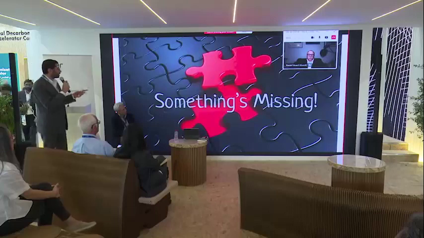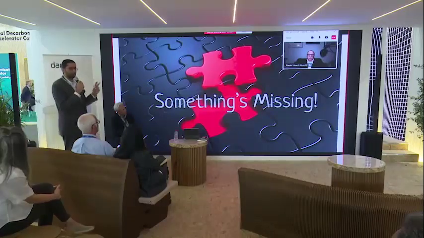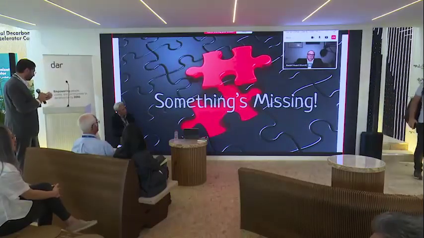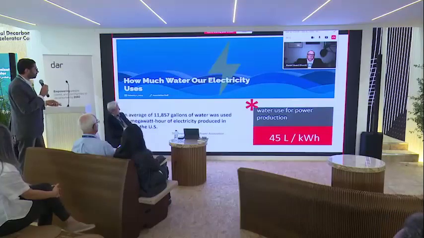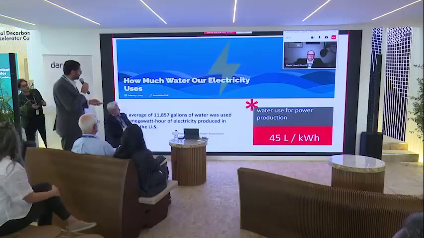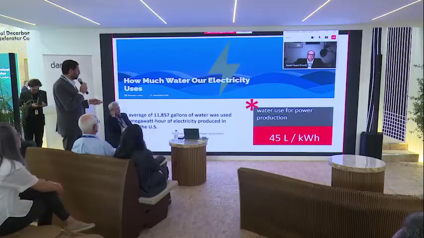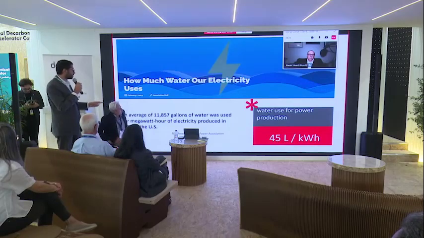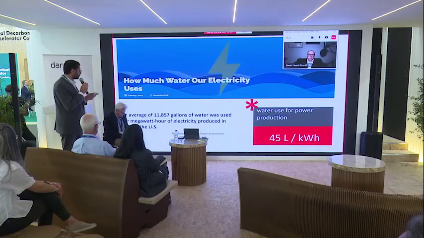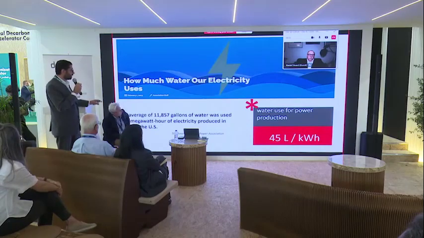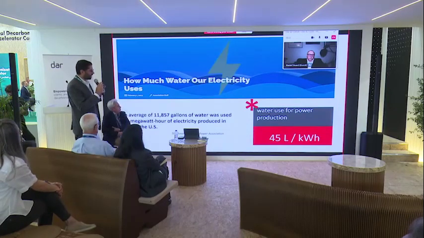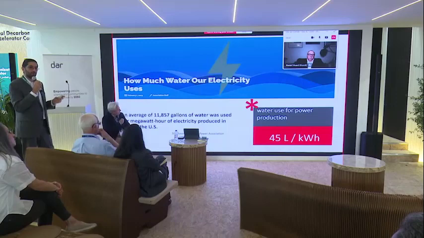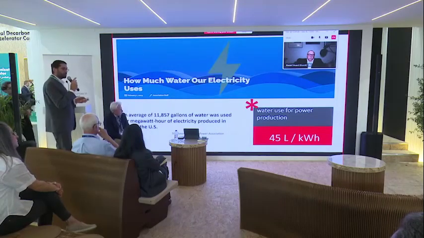There is a piece of the puzzle, or 2 pieces of the puzzle still missing. The first piece is the energy consumed for power production. In the US, 11,857 gallons were used to produce 1 megawatt hour. This figure gives us a figure of 45 liters per kilowatt hour consumed for power production. This is the first piece.